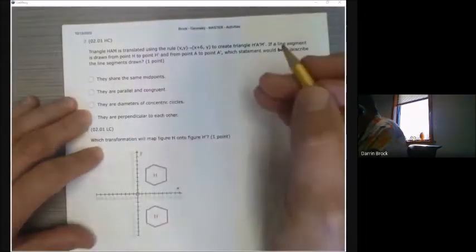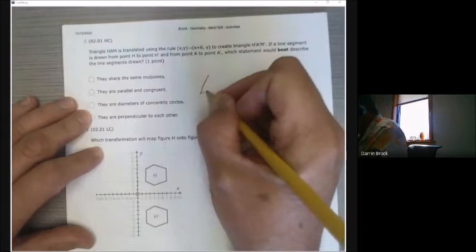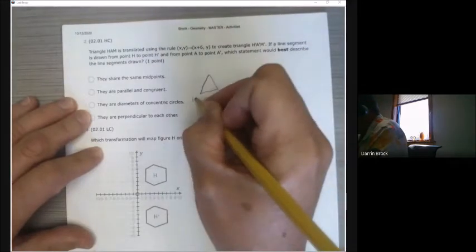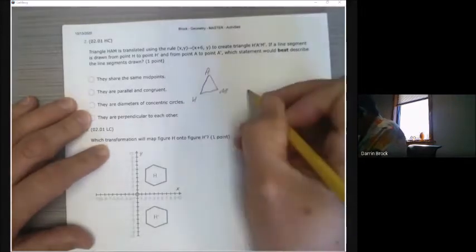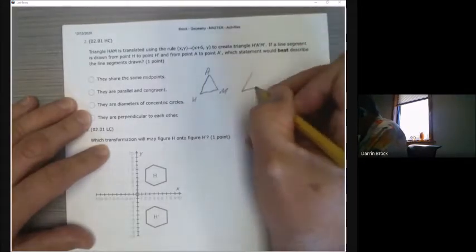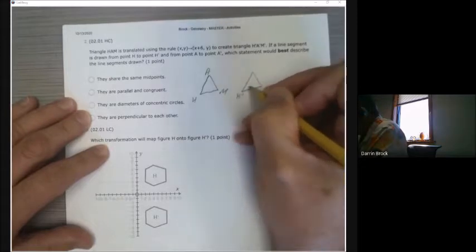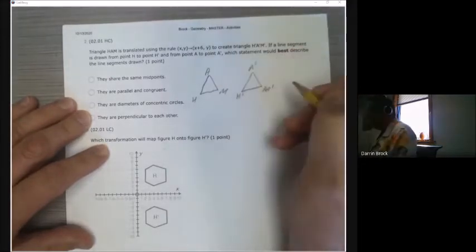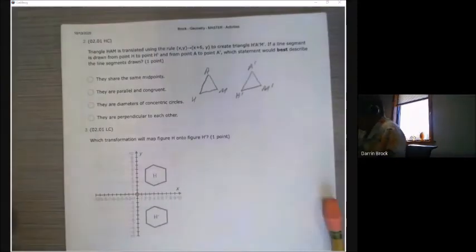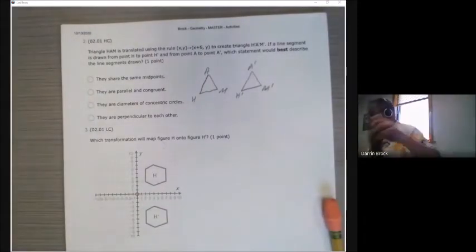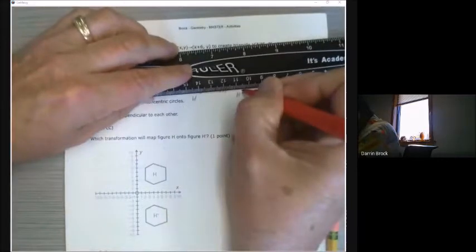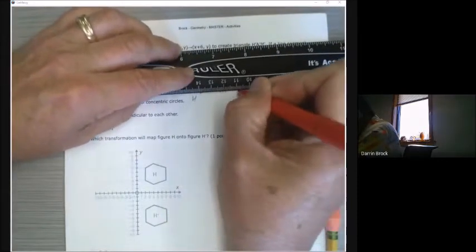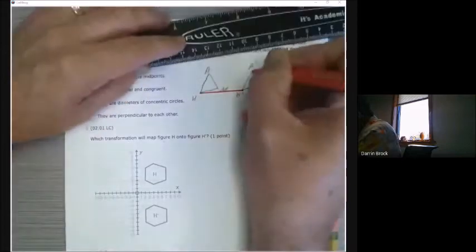So let's just, for visual purposes, say we've got HAM. And we translate it +6, so it just moves straight to the right. So we have the same triangle. It's H prime, A prime, M prime. Just so you can visualize what's happening here. It said if we drew a line segment from point H to H prime, so let's do that. There's H, and from A prime to A.